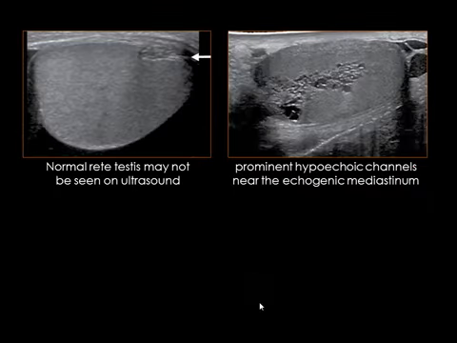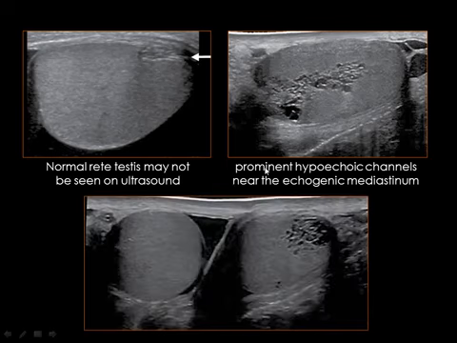On ultrasound, normal rete testis may not be seen. Tubular ectasia appears as prominent hypoechoic channels near the echogenic mediastinum. This may resemble intratesticular varicocele, and here color Doppler can differentiate between the two. This panoramic view of the right and left testes shows dilatation of the rete testis on the left side.